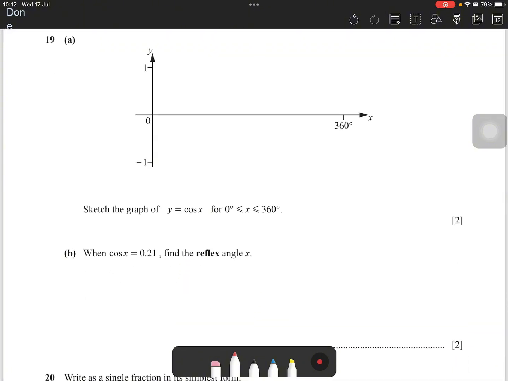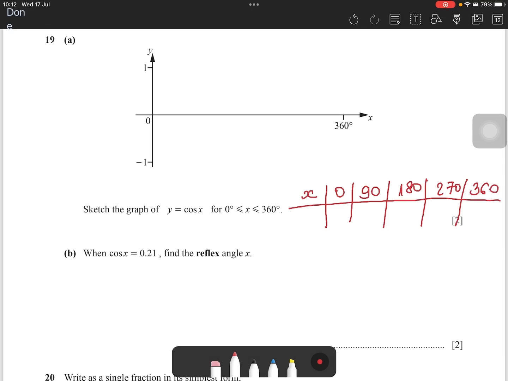Question 19. Sketch the graph of y equals cos of x for x from 0 to 360 degrees. First, we draw a table of values for x. X can be the angles 0, 90, 180, 270, and 360. So cos of x is equal to 1, 0, negative 1, 0, and 1.